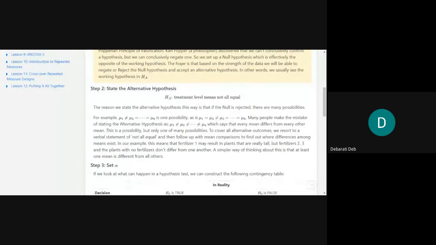Formulation of null hypothesis and alternative hypothesis. Is it clear to all of you? Please tell me.